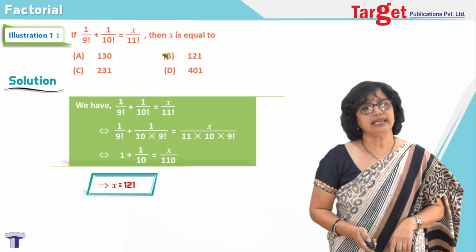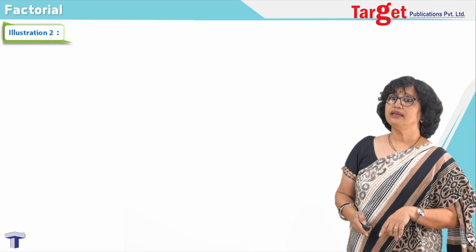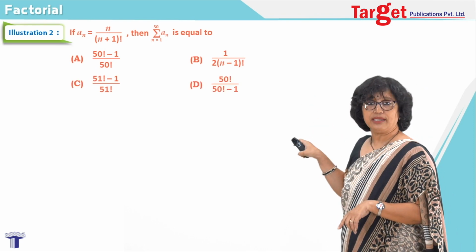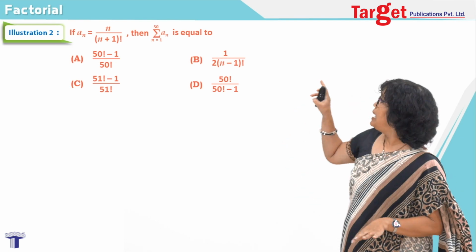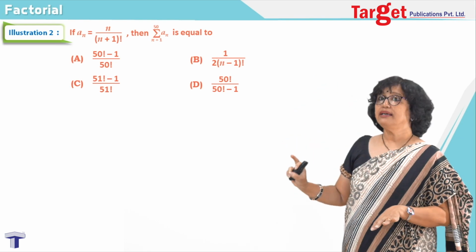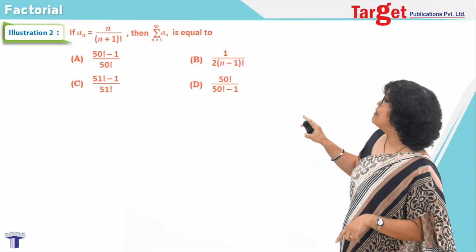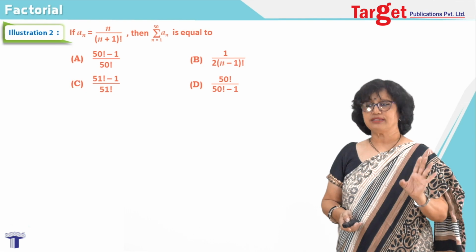Now I go for the next example. The next example is: if an is defined as n upon (n plus 1) factorial, then we have to get the summation of an, where n takes values from 1 to 50. And I'm again given some 4 options and we have to pick the correct answer.